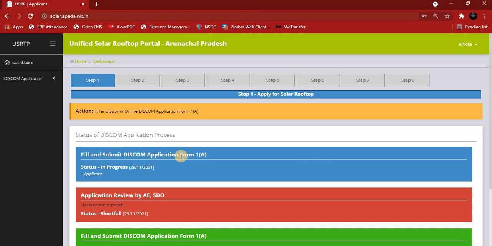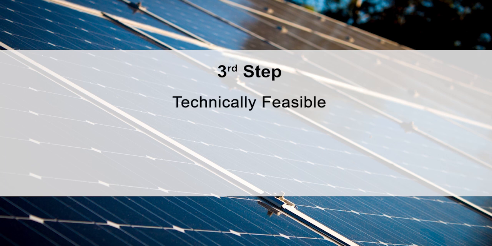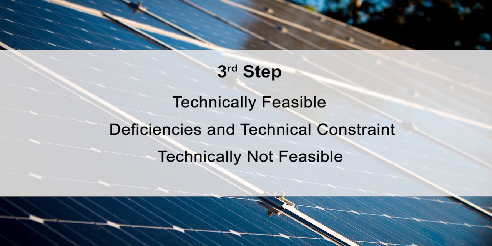In the third step, the AESDO will review the technical feasibility of the application. Here, the AESDO will perform the technical feasibility checks and provide responses. Here, AESDO can provide any of the three responses: technically feasible, deficiencies and technical constraint, technically not feasible. In case of technically feasible, AESDO will provide the letter of approval if the proposed capacity is technically feasible.